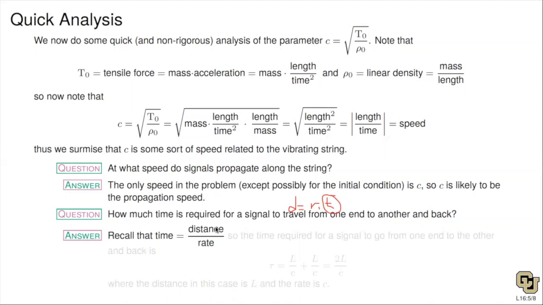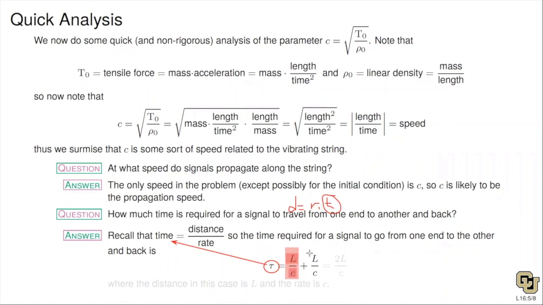The distance would be from one end of the string to the other. So going one end of the string, it'll travel the distance of L, and then back is another distance of L. And the rate here, I'm going to use this speed C. For time, I'll use the letter tau, T for time. The time is distance over rate. So here, L is the distance over rate, going from maybe the left to the right, and then from the right back to the left. So going to and back.